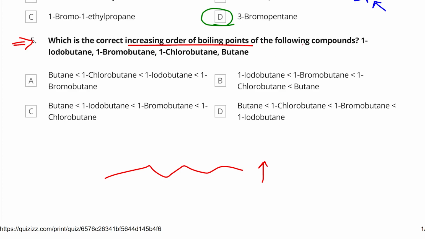Increasing order of boiling points of the following compounds: 1-iodobutane, 1-bromobutane, 1-chlorobutane, and butane. And as you see, all given compounds carry a butane carbon backbone. So the carbon backbone is identical. This means we cannot do any ordering just by checking the carbon backbone. So how do we do it? What is the difference between the given compounds? The difference is whether they contain halogen or not, which butane doesn't contain, but the rest contain. And for the rest, they contain different types of halogens.